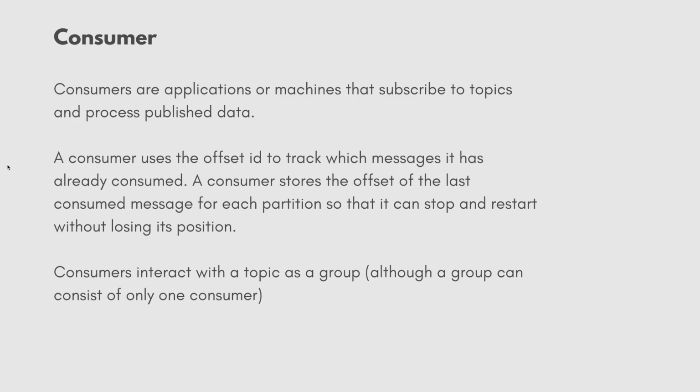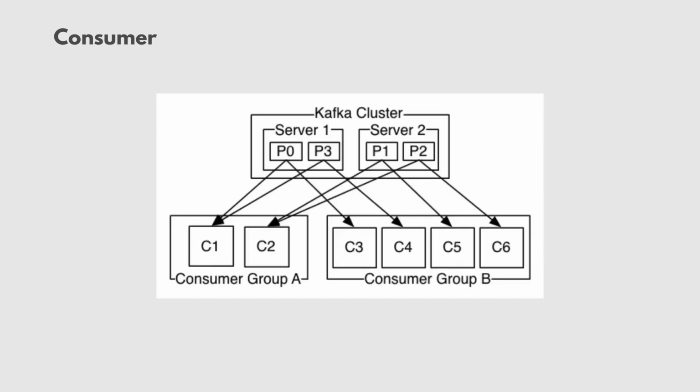So let's take a look. As you can see, we have a cluster and then we have 2 brokers, right? The first broker has partition 0 and partition 3, P0 and P3. And then we have another broker with partition 1 and partition 2. But then we have 2 consumer groups. Like I said, a consumer group can have a single consumer, right? Or can have multiple consumers.